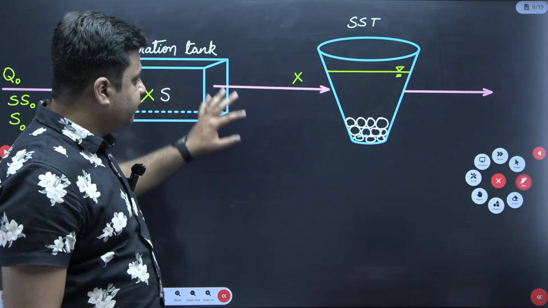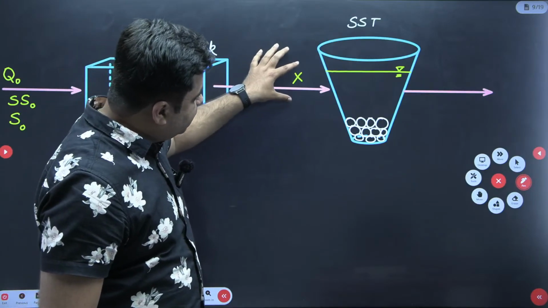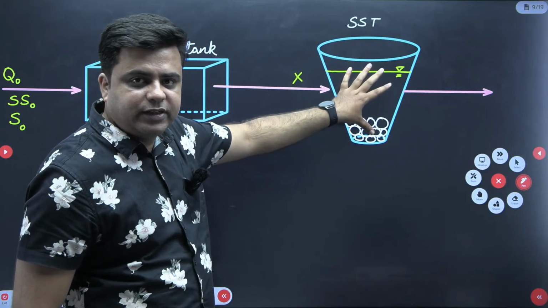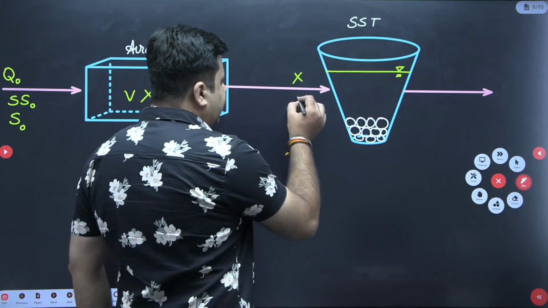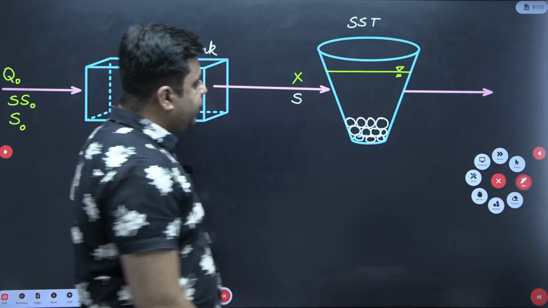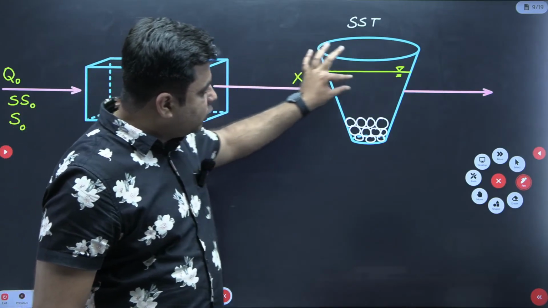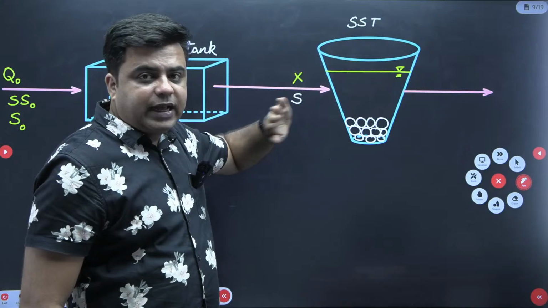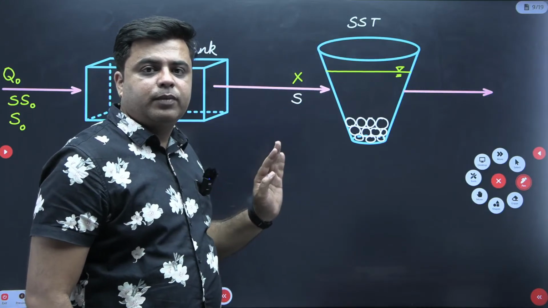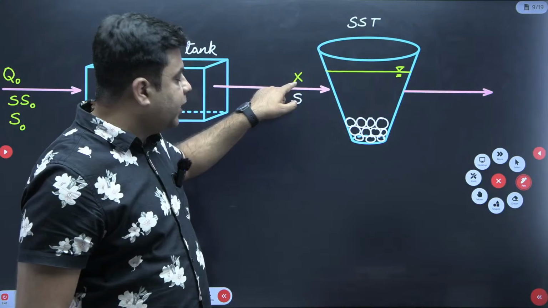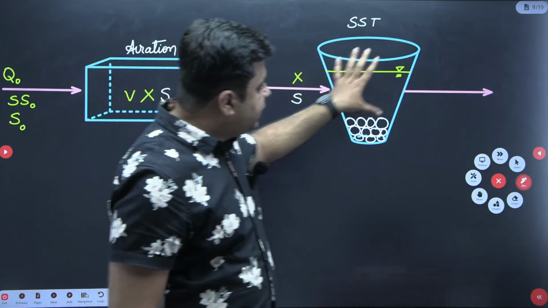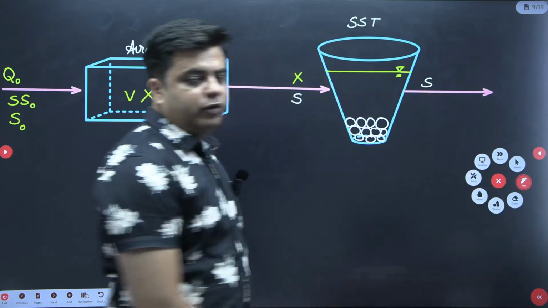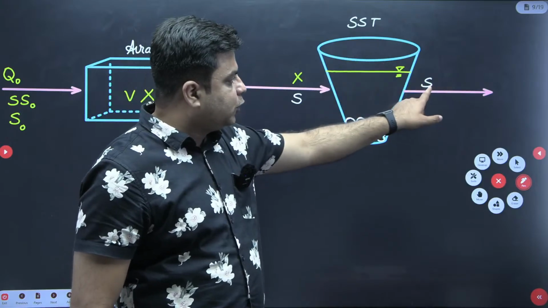Now see here. X is the amount of biomass which is entering into the secondary sedimentation tank. S is the amount of BOD present in the wastewater which is entering into the secondary sedimentation tank. This secondary sedimentation tank will not treat any amount of BOD. It will only settle out the biomass. So the amount of BOD that will be coming out with the wastewater is S.